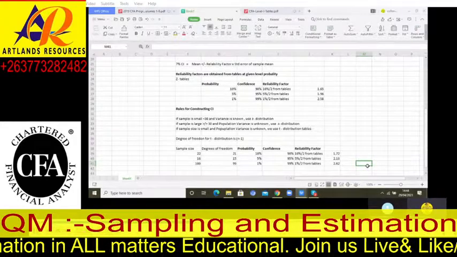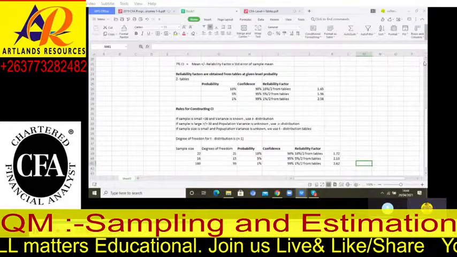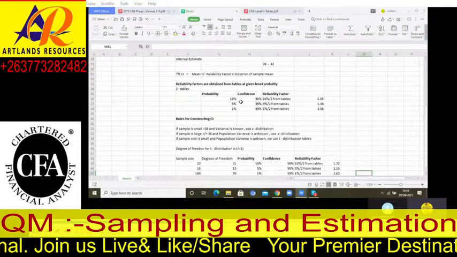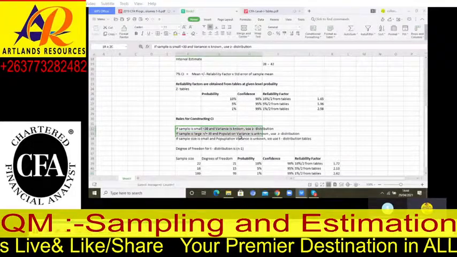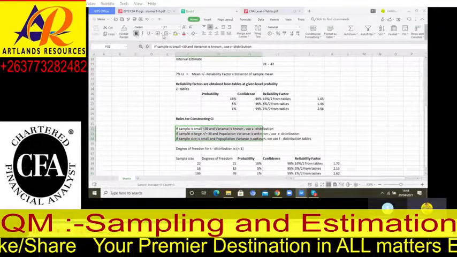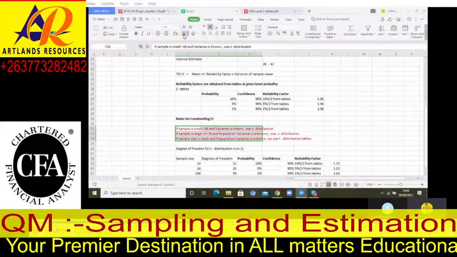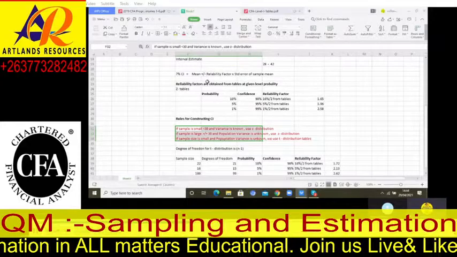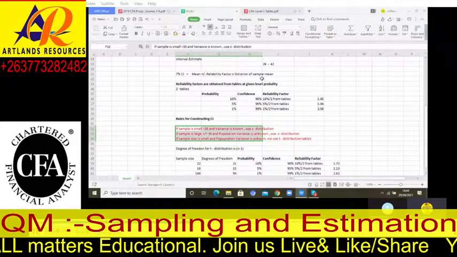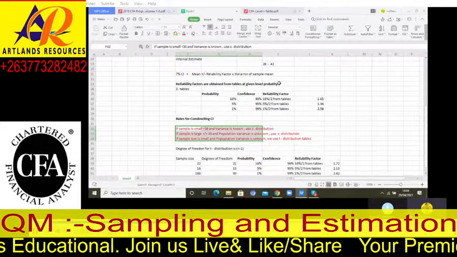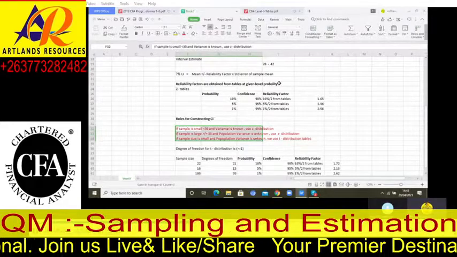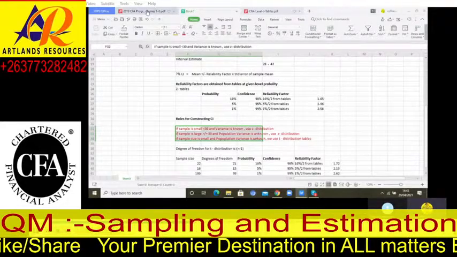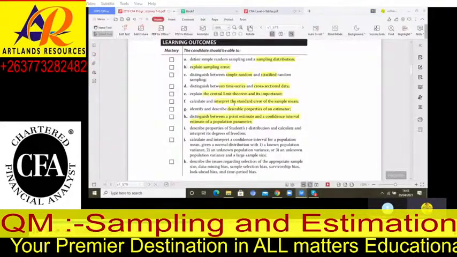These are the figures you only need to calculate confidence intervals, because it's mean plus or minus reliability factor. So these are the guidelines for the reliability factors. You now have the guidelines, whether you go for T tables or you go for Z tables. And then it's mean plus or minus reliability factor times the standard error of the sample mean, where the standard error of the sample mean we get from the information given. We don't get it from tables.